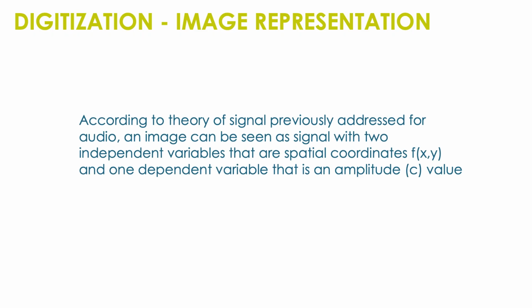Let's delve now into image representation. An image can be represented as a signal where the spatial coordinates x and y determine the position, and amplitude c defines the color. So the mathematical function here is c = f(x, y). This is very similar to what we have seen for audio, where the function depended on time. Here, with the image, we don't have time, but we have space, and we have two coordinates.